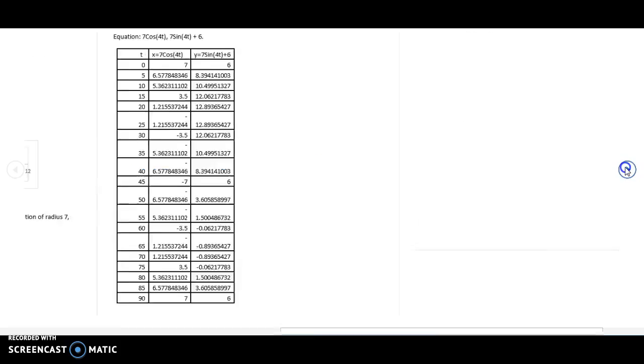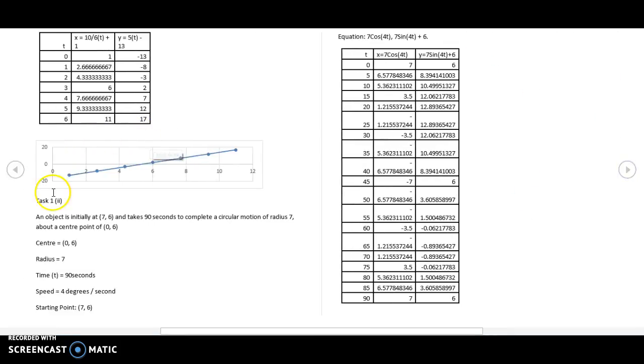And then the second task was an object. It was similar to the first one, but this time it's with a circle. So an object is initially at 7,6 and takes 90 seconds to complete a circular motion of radius 7 about the center point of 0,6.